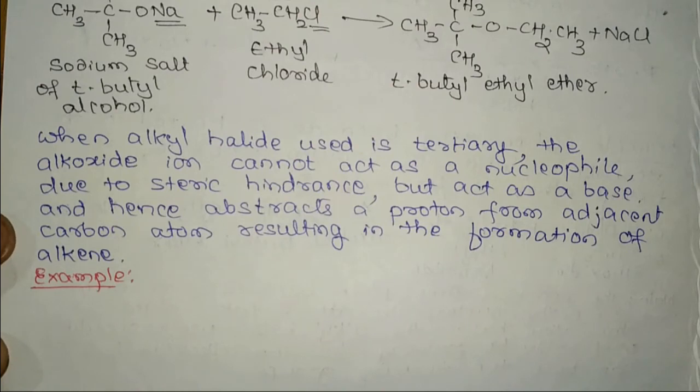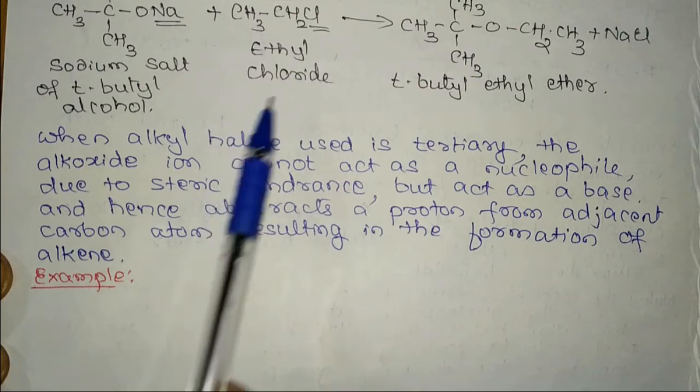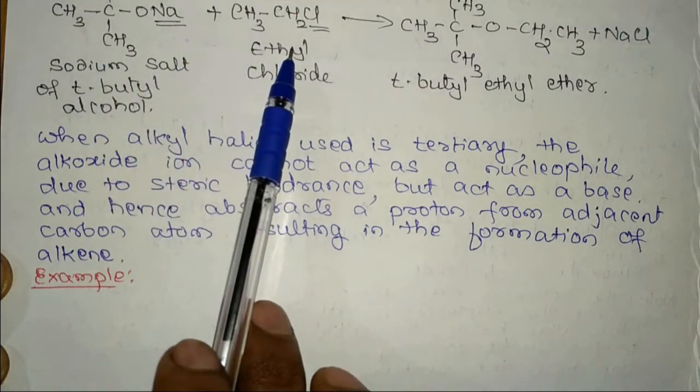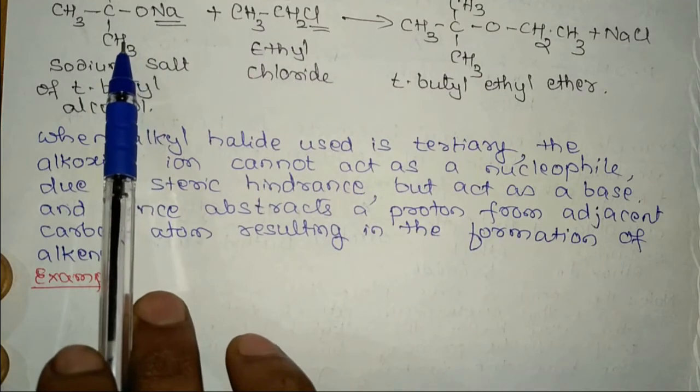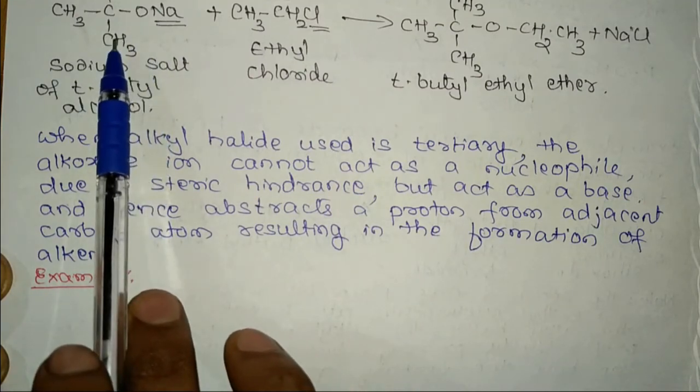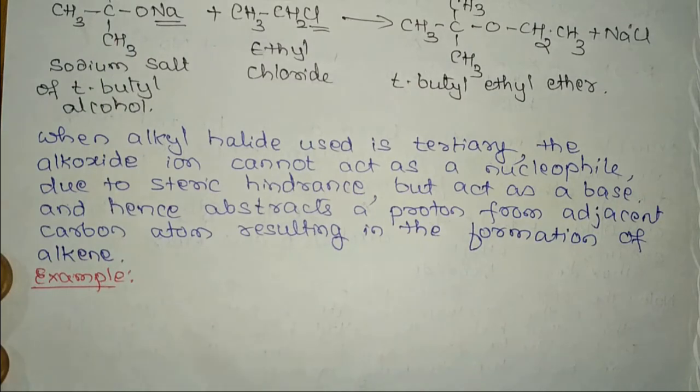Now let us see one example. When tertiary butyl chloride is heated with sodium ethoxide, you are not going to get ether. Instead, you are going to get an alkene, that is 2-methylprop-1-ene, 2-methyl-1-propene. Ether is not formed because we have interchanged the roles: a tertiary alkyl halide is taken with the sodium salt of a primary alcohol. Let us see that reaction.